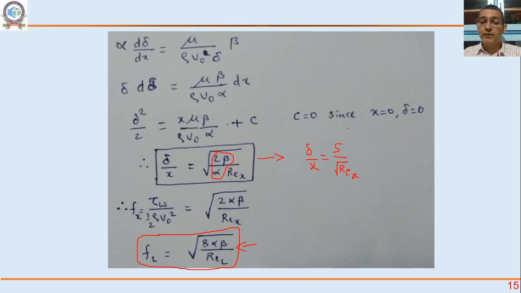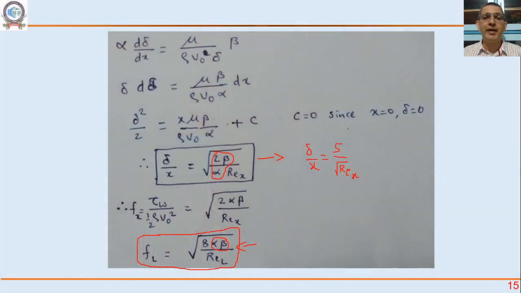We still don't know the value of that because we don't know the value of alpha and beta. Alpha depends on velocity profile, beta depends on slope of the velocity profile at y equal to 0. But only based on momentum balance we have got a dependence of F versus Rel. F is proportional to 1 by square root Rel. That is the power and that is the beauty of microscopic balances, Navier-Stokes equation. Starting from Navier-Stokes equation, you can get everything that you want. Only thing that remains now is to calculate this alpha and beta.